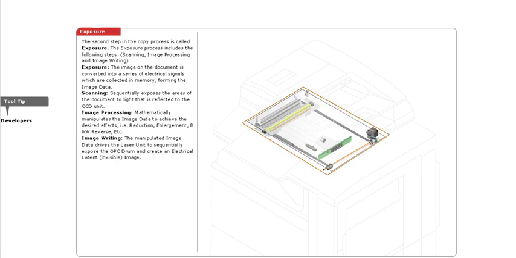Image processing mathematically manipulates the image data to achieve the desired effects, that is, reduction, enlargement, black and white reverse, etc. Image writing: the manipulated image data drives the laser unit to sequentially expose the OPC drum and create an electrical latent, invisible image.